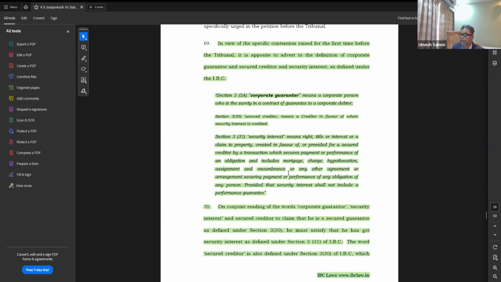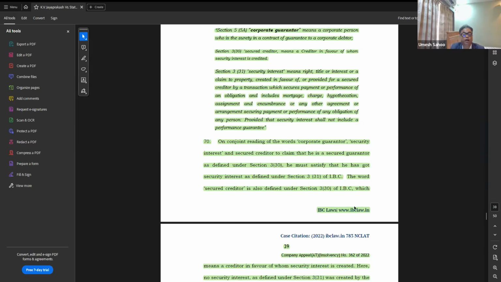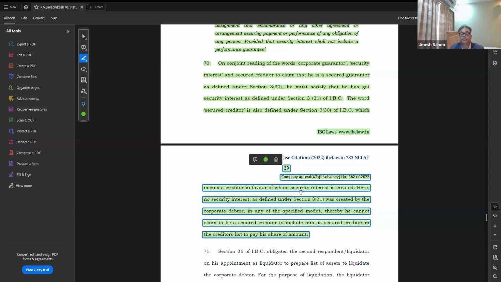On reading both definitions, corporate guarantor, security interest, and secured creditor, so three definitions, whatever all my learned friends are aware of, I am just going to explain a pertinent point. A secured creditor, to claim that he is a secured creditor as defined under Section 3(30), must satisfy that he has security interest as defined under 3(31) of the IBC. The word secured creditor is also defined under Section 3, subsection 30 of the IBC, which means a creditor in favor of whom security interest is created.